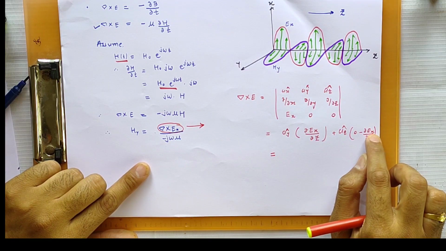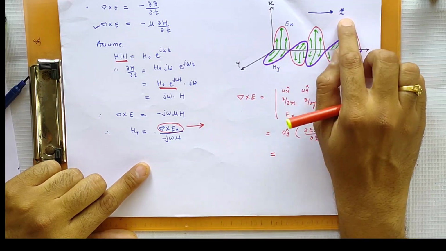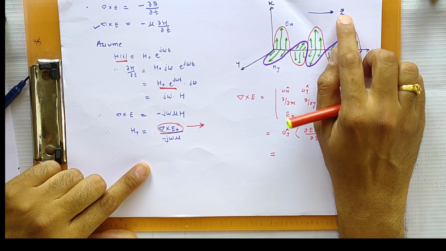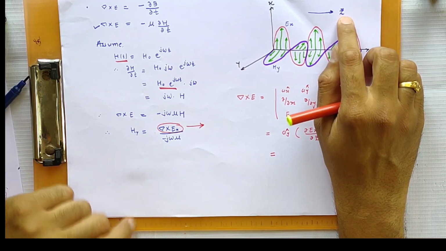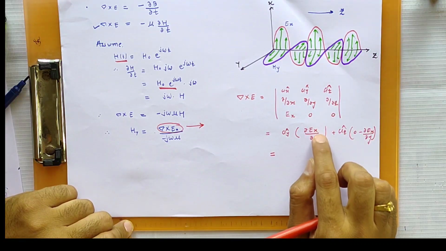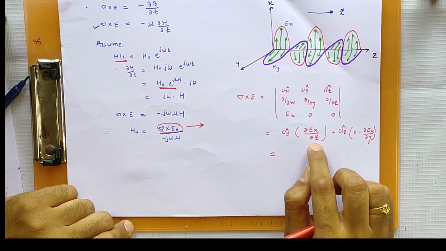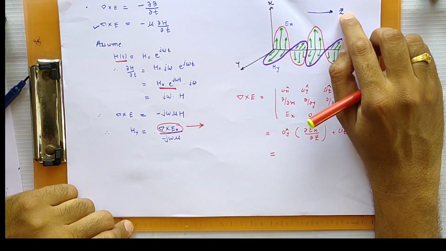Because the electric field is present in the x direction, the magnetic field is present in the y direction, and the propagation direction is z. And what is z? Z is nothing but my space quantity. Z is known as my space quantity.